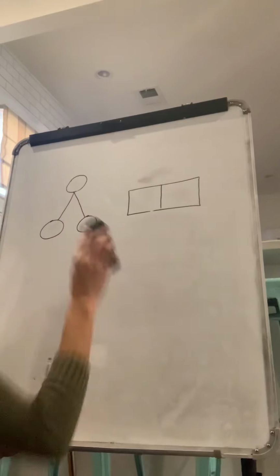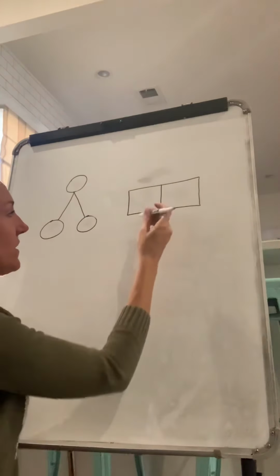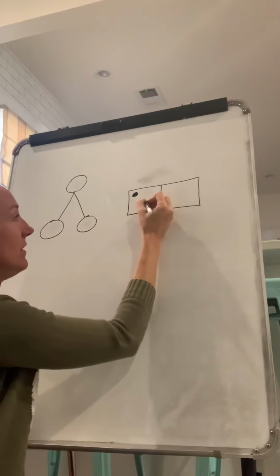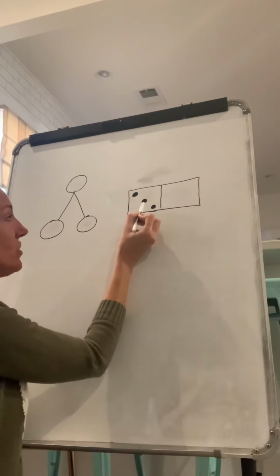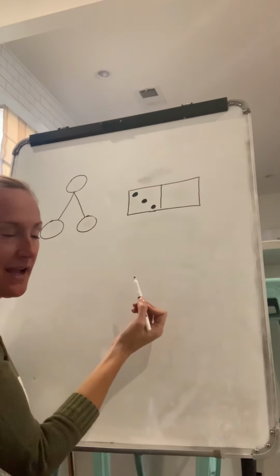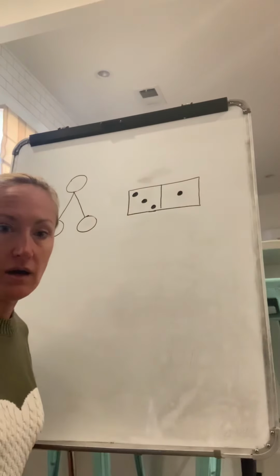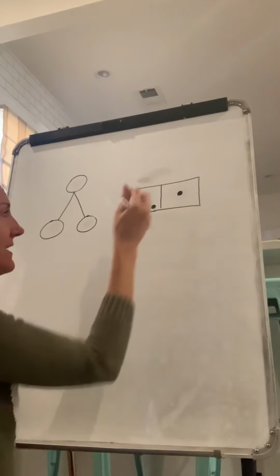Here we go. I'm going to give you a different one and you try it on your whiteboard. Okay. So focus on the domino right now. I'm going to do 1, 2, 3 dots on that side. And I'm going to put one dot on that side. So those are my two parts, my two sides of the domino.